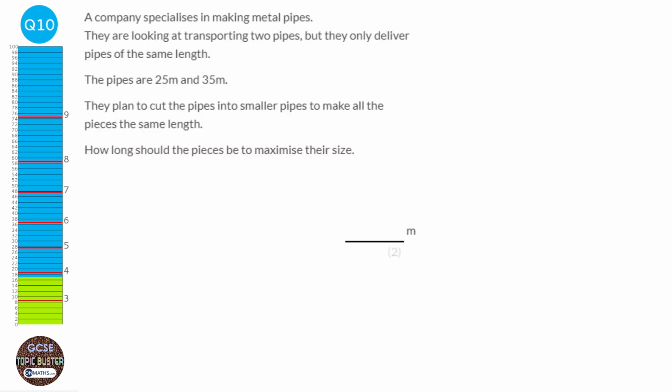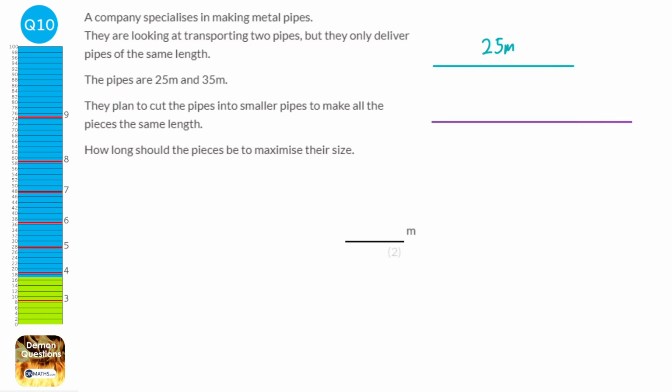So our coordinate will be 28, 19 for our outlier. So if we imagine we've got the 25 meter pipe here, and we've got the 35 meter pipe here. The question's basically asking us, what can we cut all these pipes into, and they all have to be the same length, that will fit with the 25 meter and the 35 meter. And essentially what this question's asking is, what is the highest common factor of 25 and 35?